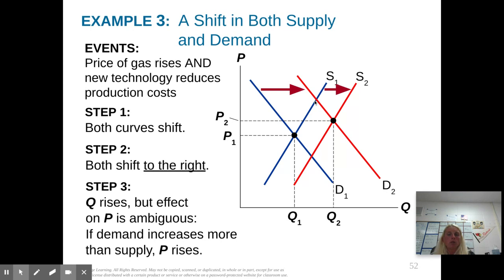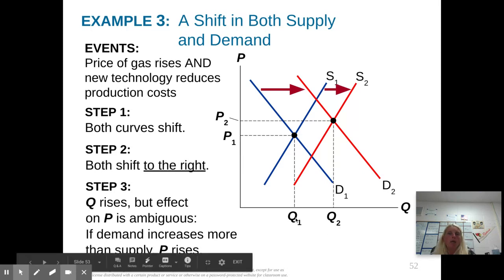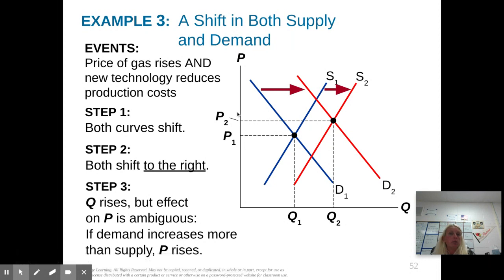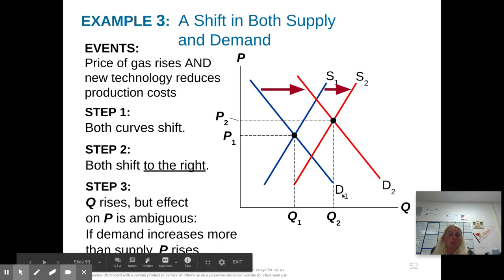So I'm going to tell you this right now. If both are shifting in the same direction, meaning both are shifting to the right or both are shifting to the left, price will be ambiguous. We'll 100% know quantity. If it's an opposite shift, if they both shift and demand increases but supply decreases or vice versa, we'll 100% know the price, but then at that point, quantity will be ambiguous. So just keep that in mind. If they shift together in the same direction, price is ambiguous. If they both shift but in opposite directions, quantity will be ambiguous, okay?